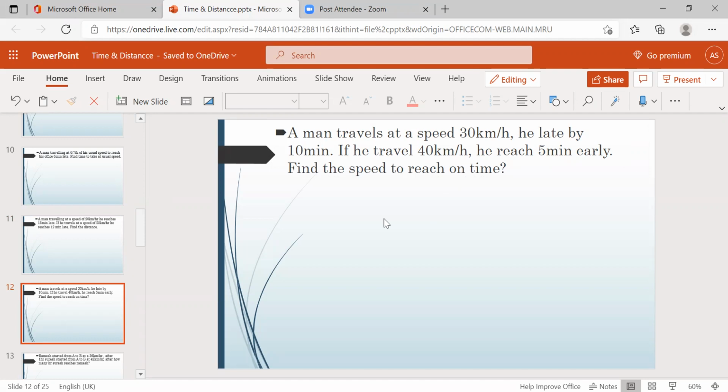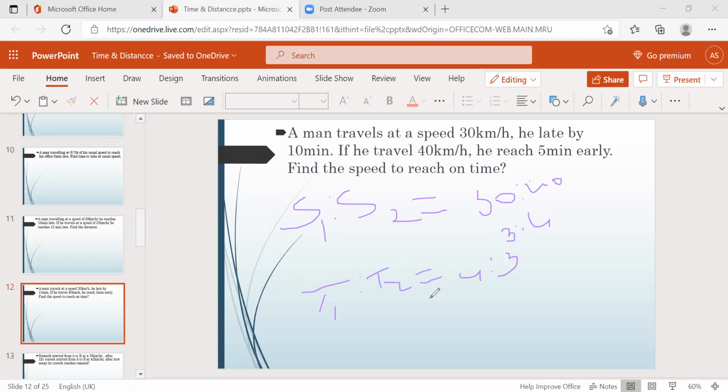So to find the on-time speed, first we need the distance, right? Once distance is there, we can find the on time. So, in general, first speed to second speed is 30 to 40. It's nothing but 3:4. Then the times T1 and T2 will be 4:3, right? So 4:3. One part is the difference.